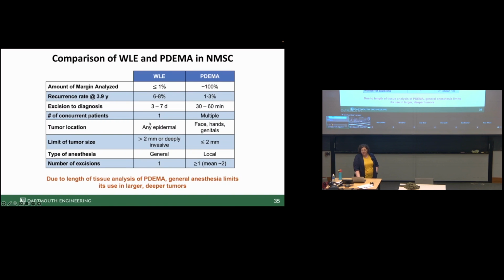And so this is just a simple comparison. I'm not going to go over it in depth, but typically time to diagnosis for wide local excision, which is typically done for solid tumors, is 3 to 7 days, whereas PDEMA is 30 to 60 minutes. And the other big difference is general versus local anesthesia.